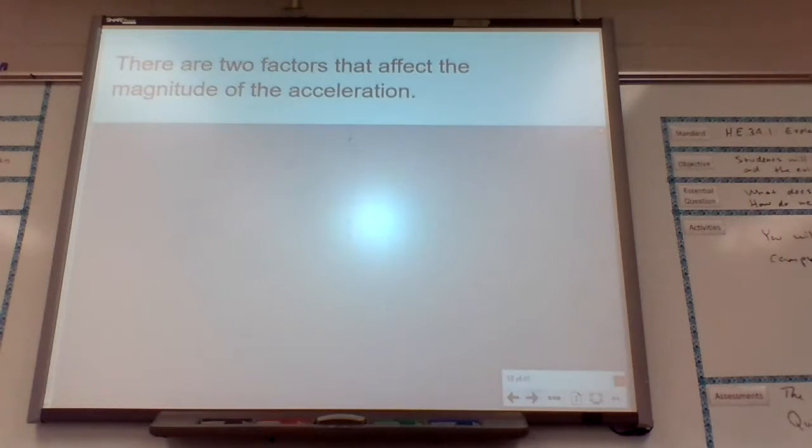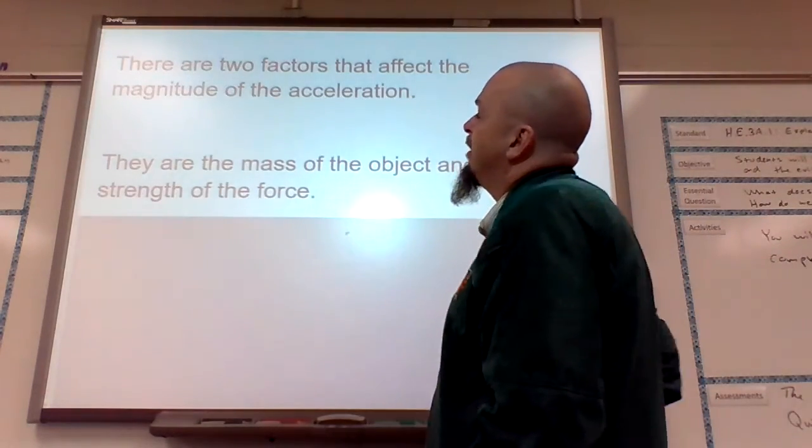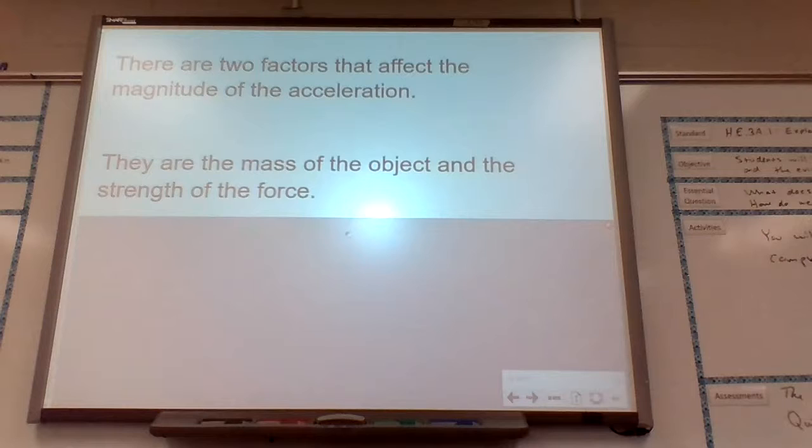There are two factors that affect the magnitude of the acceleration: how quickly it speeds up, how quickly it slows down, how quickly it turns. And they are the mass and the strength of the force that's being applied. Mass and force. Those are the two things that will affect how quickly the object will accelerate. How fast it speeds up, how fast it slows down, how fast it turns.